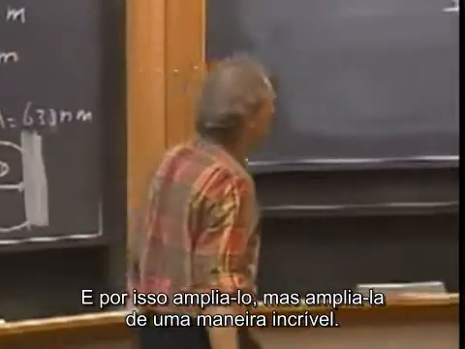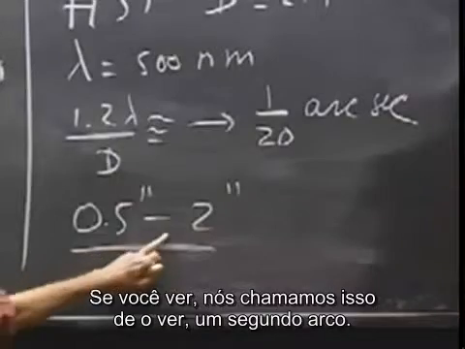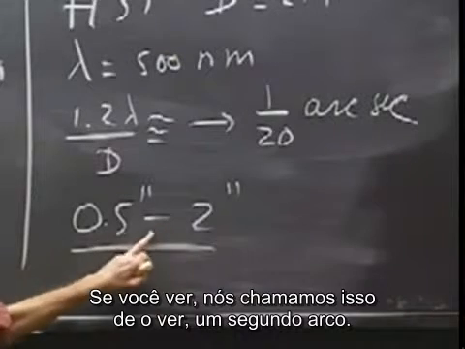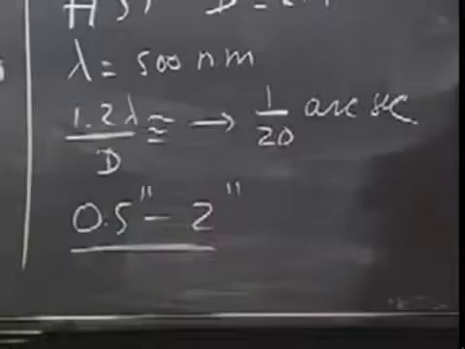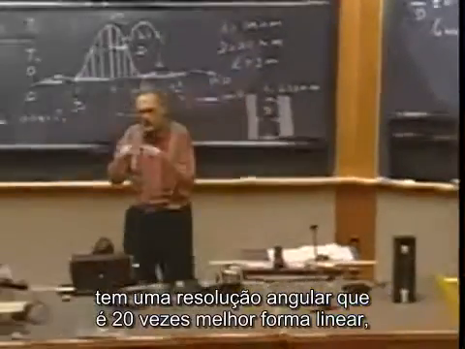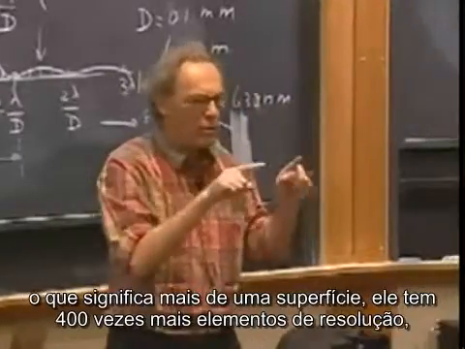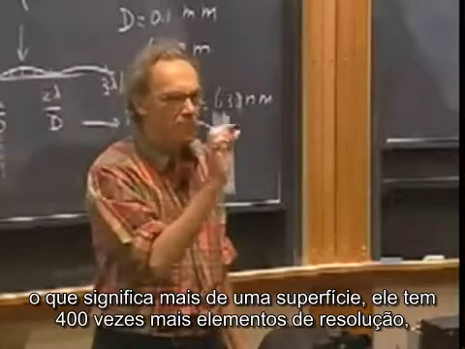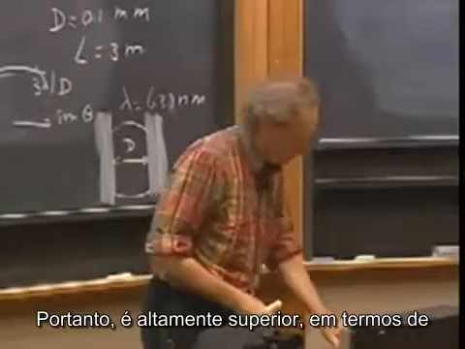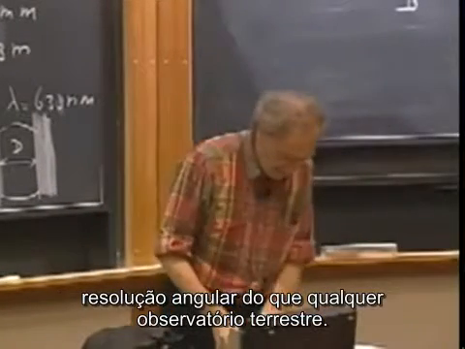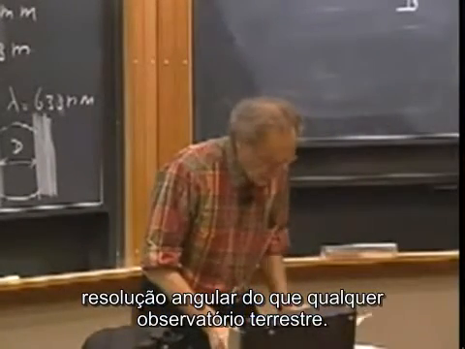But it broadens it in an incredible way. We call this the seeing. If the seeing were 1 arc second, then Hubble's telescope, which is above the Earth's atmosphere, has an angular resolution which is 20 times better linearly. That means over a surface, it has 400 times more resolution elements because it's two-dimensional. So it's highly superior in terms of angular resolution than any ground-based observatory.